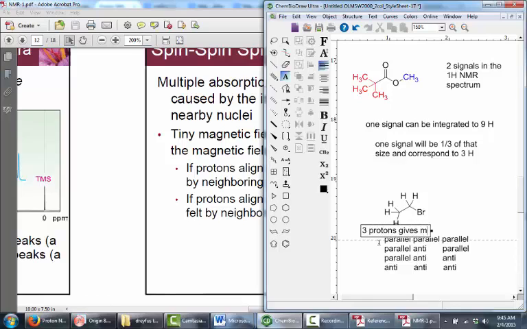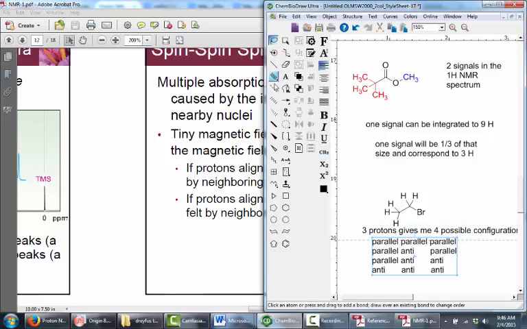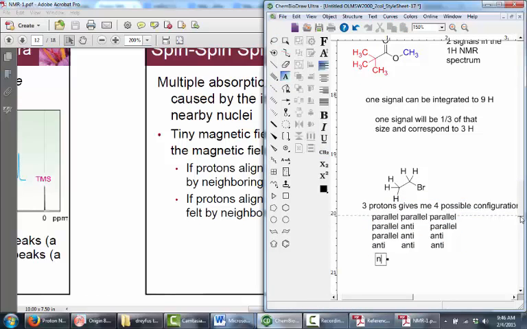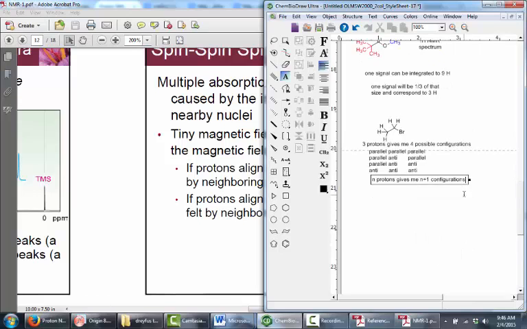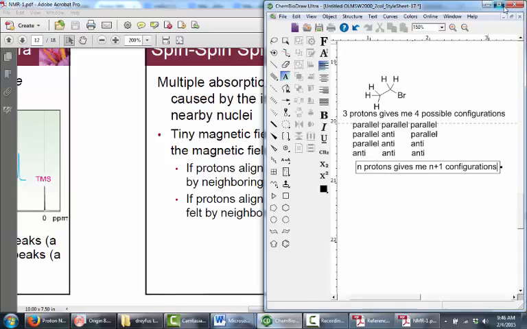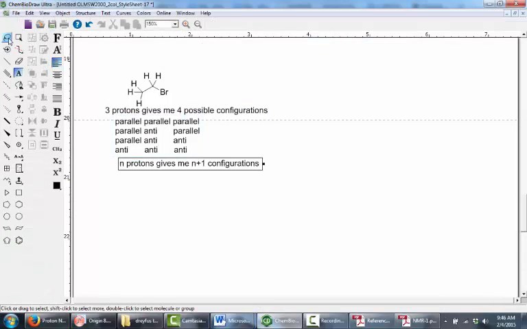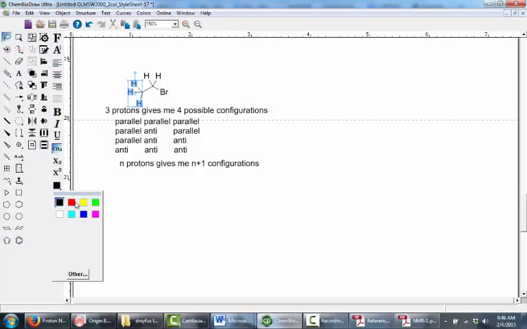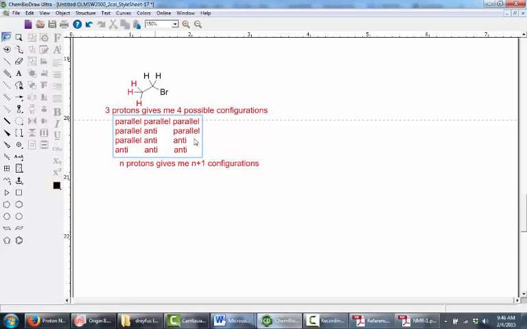Three protons gives me 4 possible configurations in terms of the orientations of the protons, and it's always going to be true that n protons gives me n plus 1 configurations. N protons gives me n plus 1 configurations of possible spin alignments or misalignments. Again, I'm talking about the possible arrangements of these protons in particular, and we'll make all of that red to be clear.